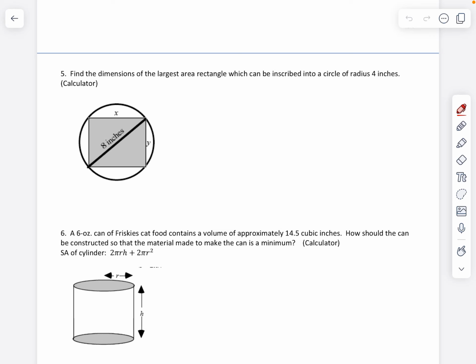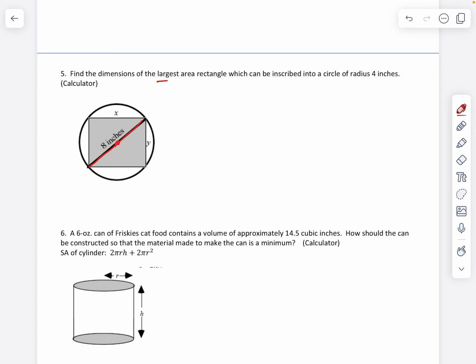Okay, what we're trying to do here is find the largest area rectangle which can be inscribed in the circle that has a radius of 4 inches. So notice in the picture, if the radius is 4, all the way across would be 8, since that's the diameter. So remember, for these optimization problems, you always need two equations.